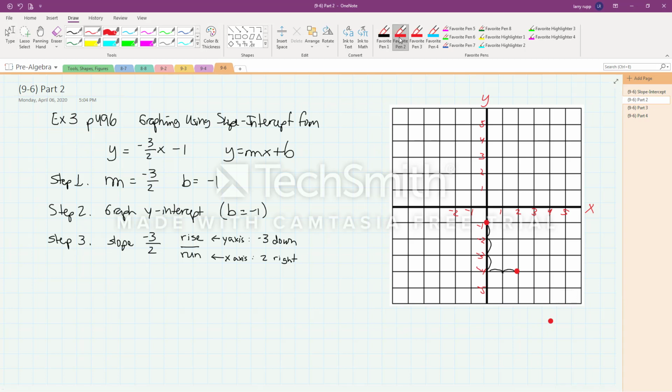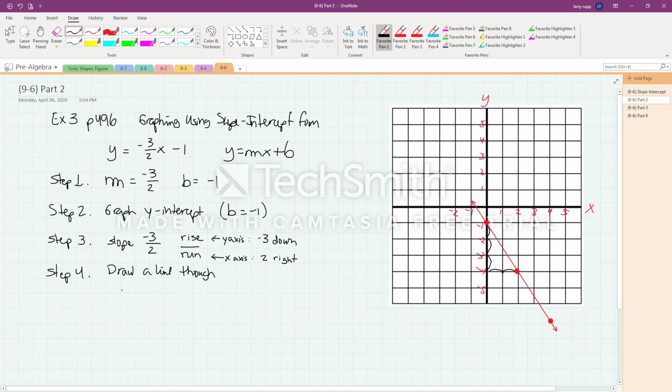So now what we're going to do is draw a line starting here, and we'll connect it down past this point right here, and that's the line. Step 4, which was draw a line through your 2 points.